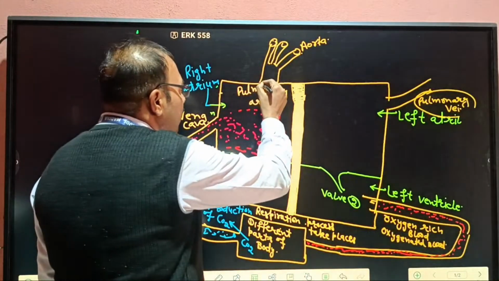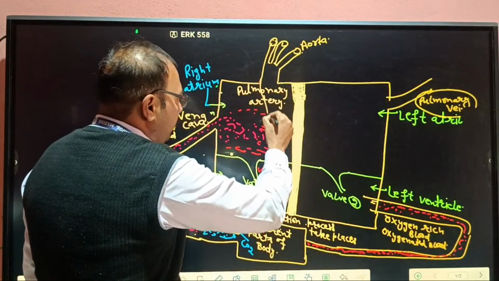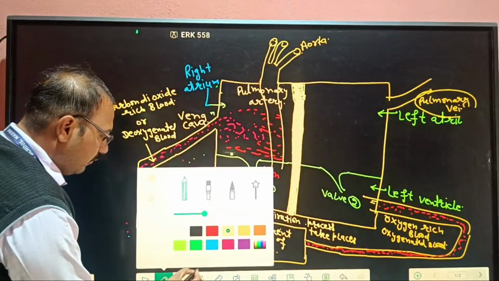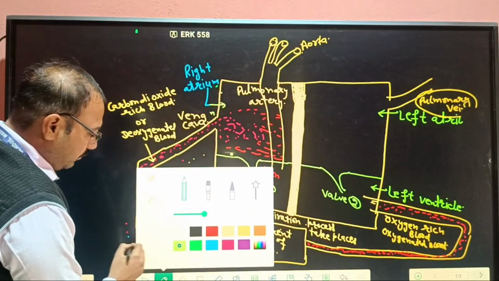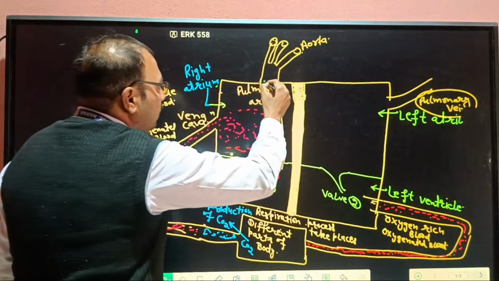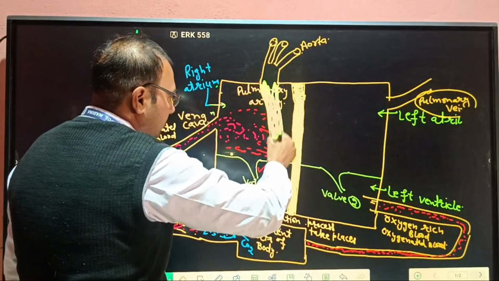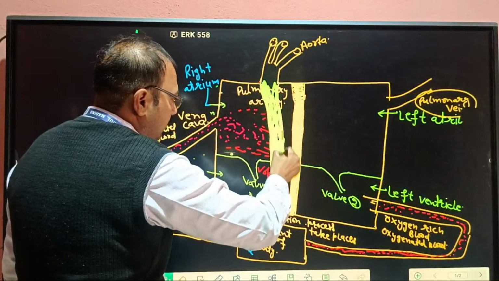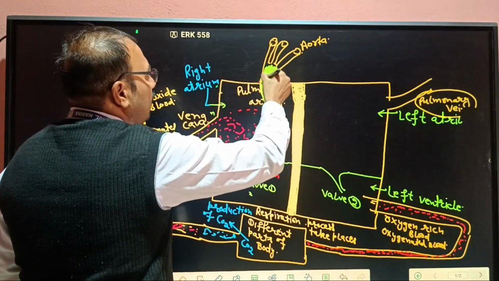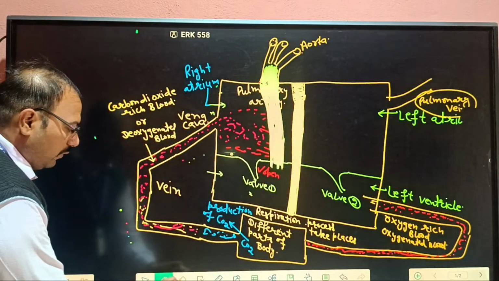So here we can modify this. We connect this here. Okay, so we make it like this, like that. So simply we show it here by a single line.